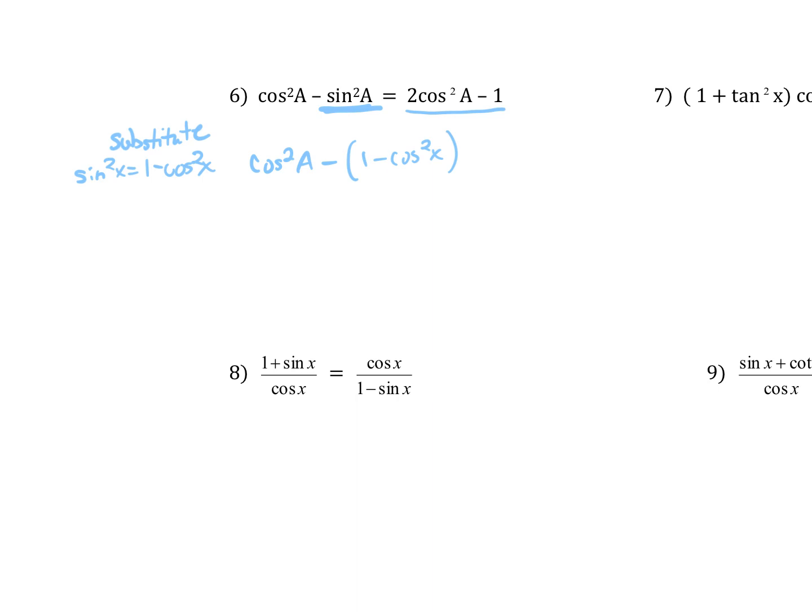I'm not being consistent with my letters. I'm sorry. Let me fix that. Let me use a. We are distributing that negative. So if we have minus a negative, then that becomes plus a cosine squared a. And so then, if you notice, we can combine together those 2. So we get 2 cosine squared a minus 1, and that's what we wanted.